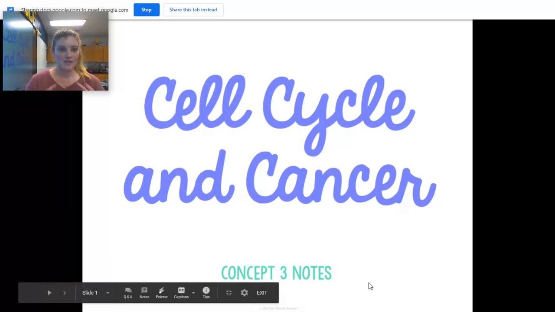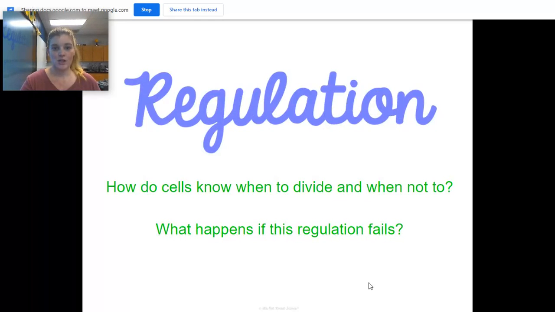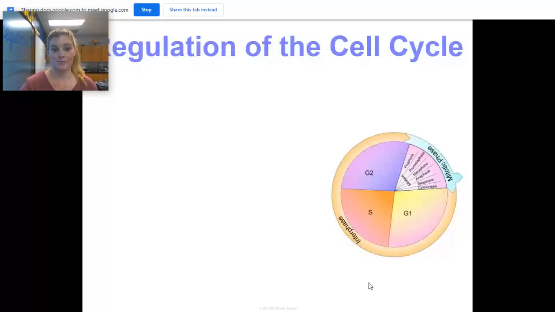So mitosis is when we are replicating cells, and we said that our cells are replicating all the time for growth and repair, and they are constantly in our body in different phases of mitosis and interphase, and depending on the cell, they're going to replicate faster or slower. So how do they know when to divide and when not to divide? And then what happens if this is going to fail and their cells just don't know when to stop?